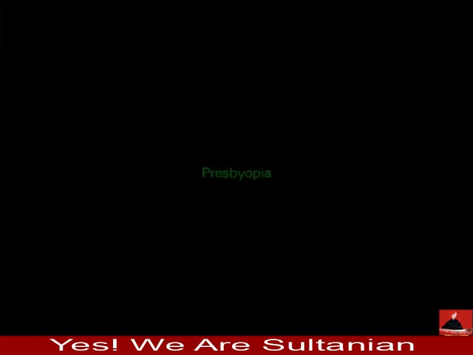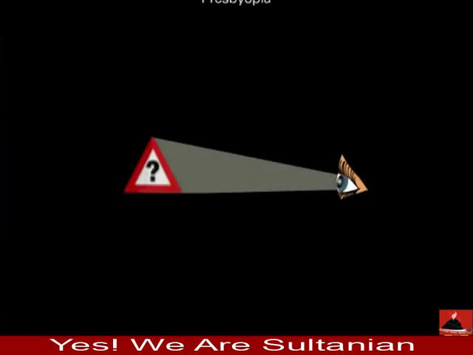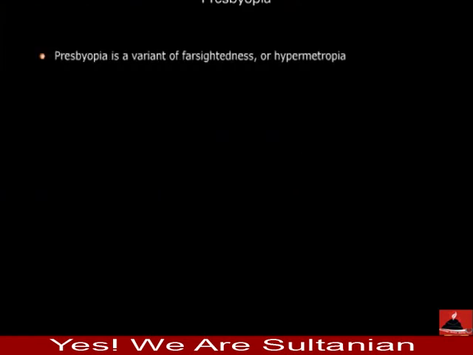Presbyopia. The term presbyopia means old eye, and a person suffering from this condition loses the ability to focus on close objects. That is, presbyopia is a variant of farsightedness or hypermetropia.